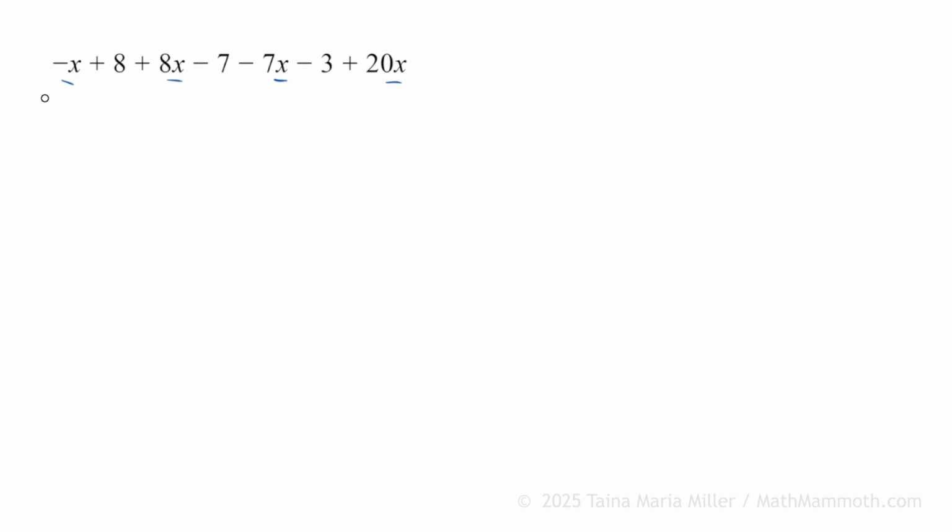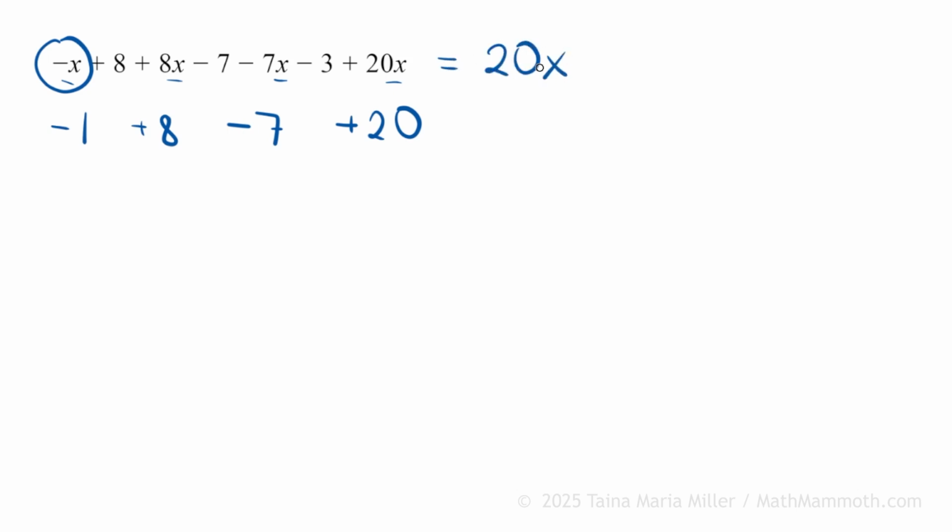Essentially, we will take the coefficients of these terms and add and subtract them. This one here, what is its coefficient? It just says minus x. The coefficient is negative 1. So if we gather the coefficients, we get negative 1, then plus 8, and minus 7, either subtract 7 or add negative 7, and then plus 20. So here we would have negative 1 and negative 7, negative 8, plus 8, that's 0. Then that just leaves plus 20. So all in all, we get 20x from all of those.